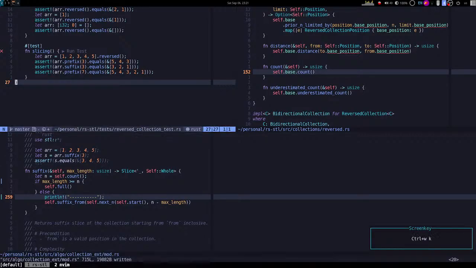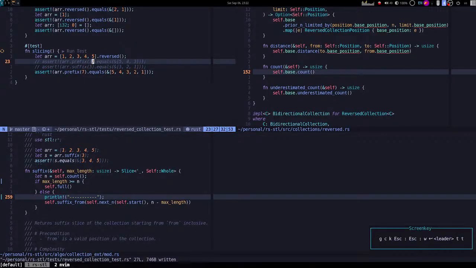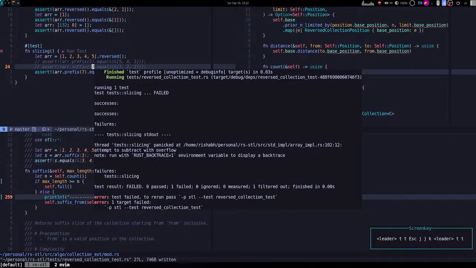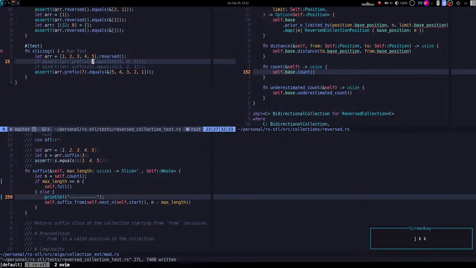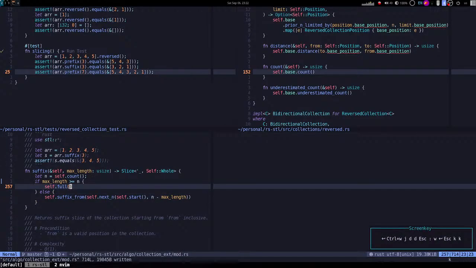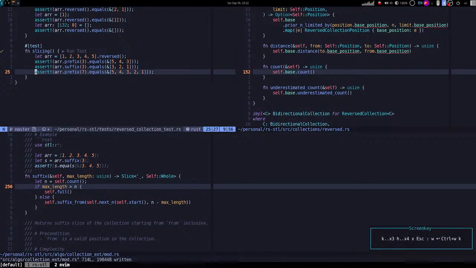I think that should be the problem. Let me try. Oh, suffix was not the problem. Wait a minute. Suffix is fine. Problem is not with suffix. It's prefix 7.